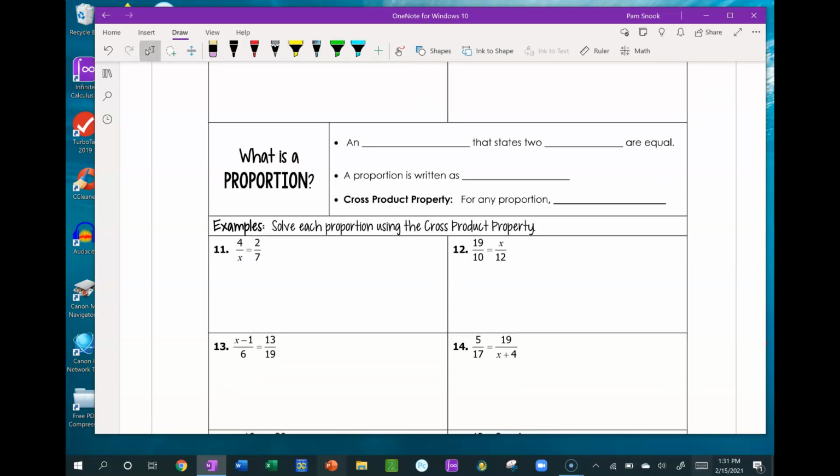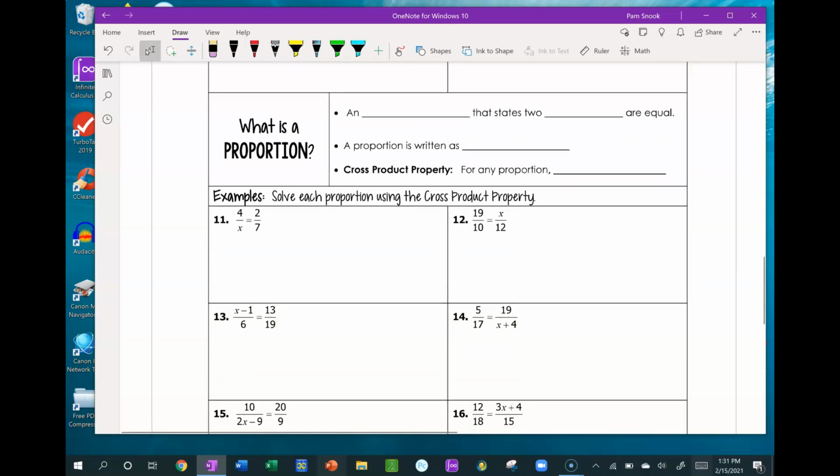All right, so the next thing we're going to do is solve proportions. So a proportion is an equation that states that two ratios are equal. And we write a proportion as A over B equals C over D. So we're going to write our ratios as fractions and set them equal to each other.